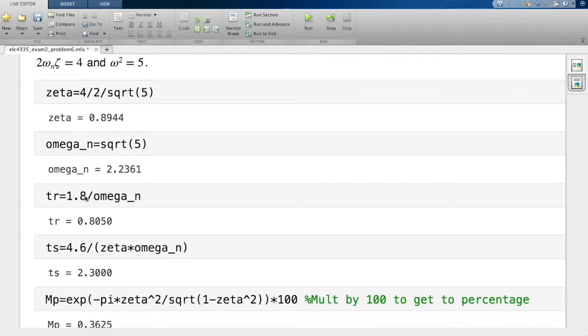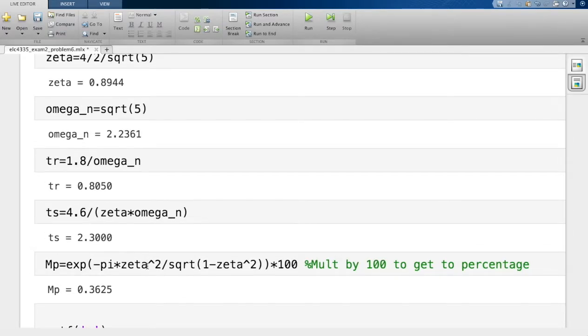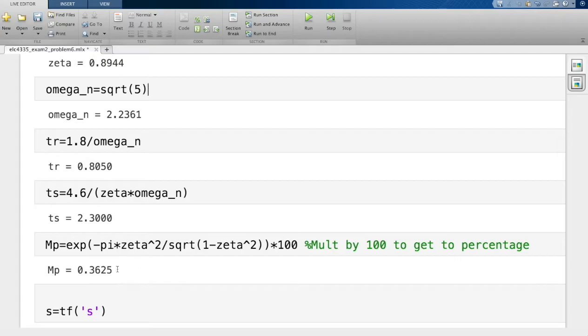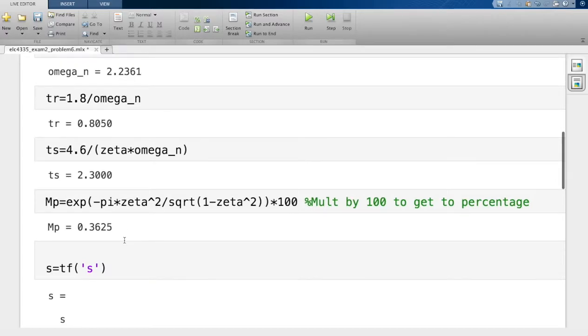And so that lets us calculate the rise time using the formula 1.8 over omega n. It lets us calculate the settling time, 4.6 over zeta omega n, and we get 2.3. And then we also get the percent overshoot of 0.3625%. So it's not going to overshoot by very much.